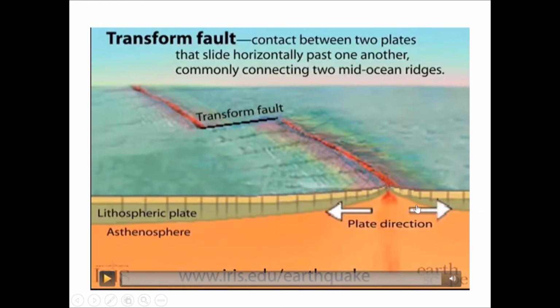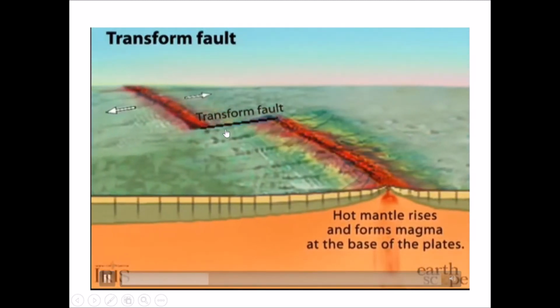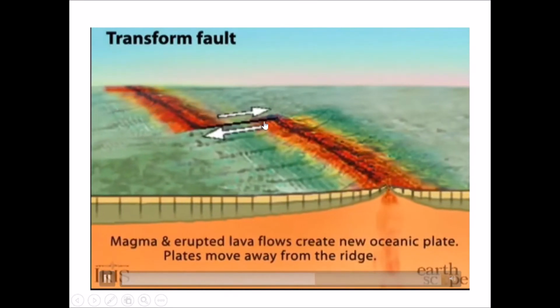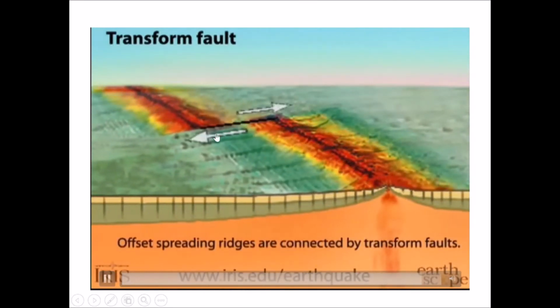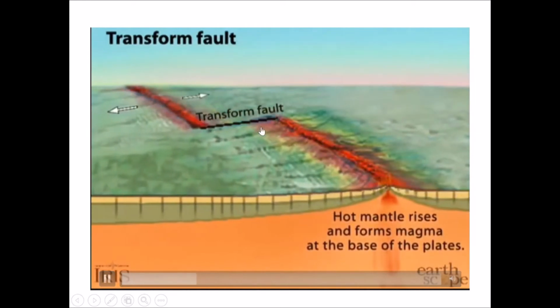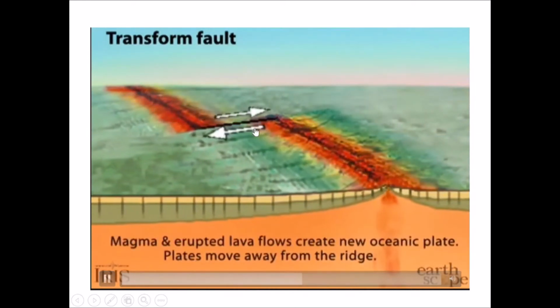One plate is moving left, one is moving right. And if we keep our eye on this transform fault in the middle, we'll see that along this section where we've got this parallel movement of one bit of rock relative to another, that is going to generate lots of friction, and that is why we're going to get earthquakes along this plate boundary.